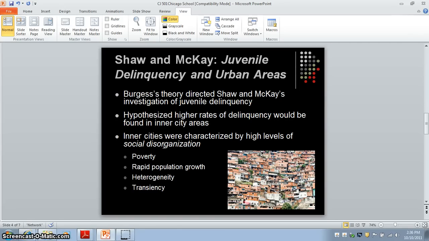These gentlemen were researchers at the Institute for Social Research located in Chicago, and they focused specifically on juvenile delinquency. They hypothesized higher rates of delinquency, and they suggested these would be found in inner city areas which were characterized by high levels of poverty, rapid population growth, heterogeneity, meaning racial and ethnic heterogeneity, and transiency. What happens is that individuals who can afford higher rents and mortgages move away to neighborhoods in zones 4 and 5, according to Shaw and McKay.